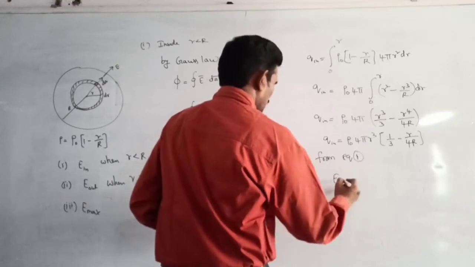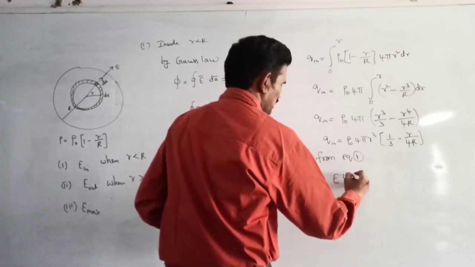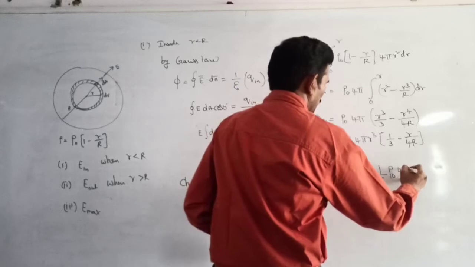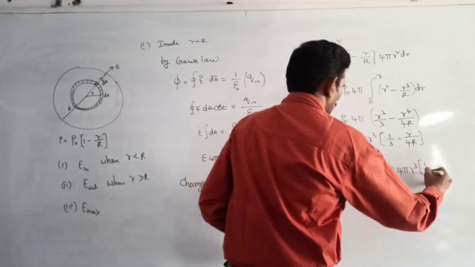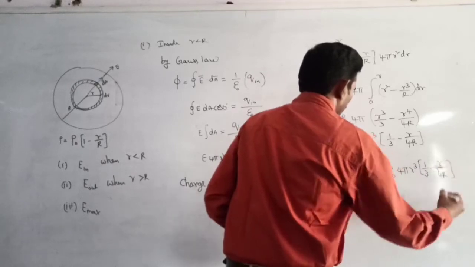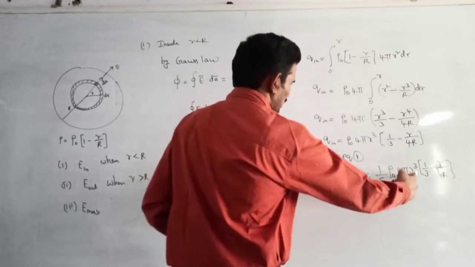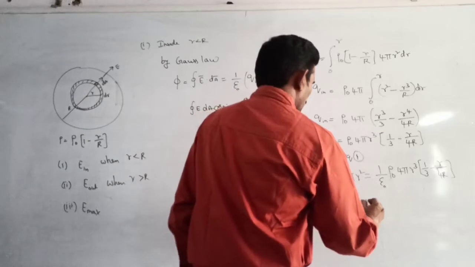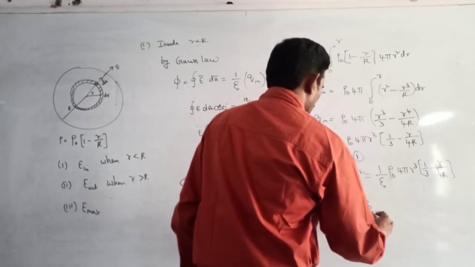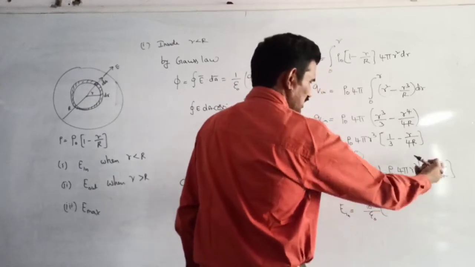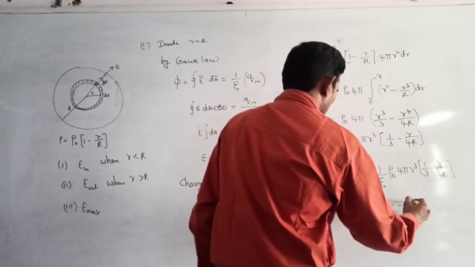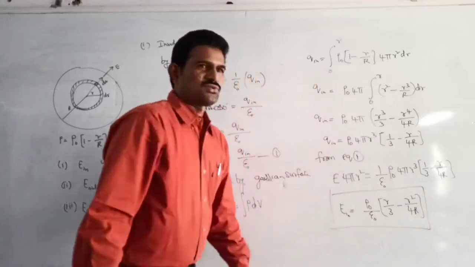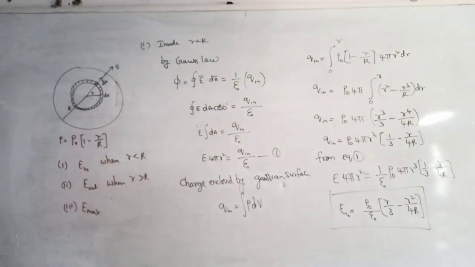So then E into 4 pi r square is equal to 1 by epsilon naught into rho naught into 4 pi r cube into 1 by 3 minus r by 4R. So then 4 pi r square you can cancel here, so that finally I can write the intensity of electric field inside as rho naught by epsilon naught into r by 3 minus r square by 4R.